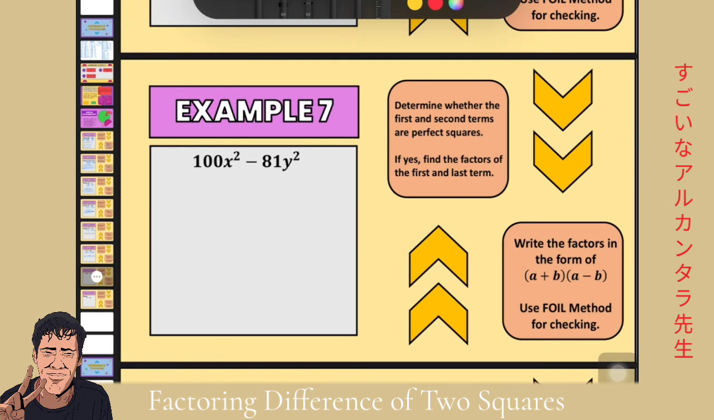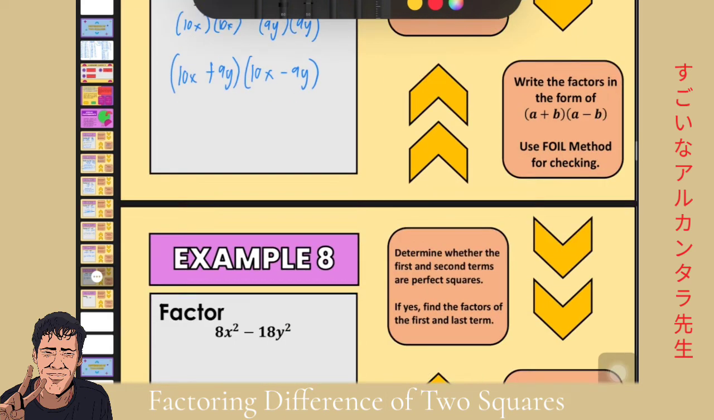This one is 100x squared, so basically 10 times 10, but for the x squared, that's x times x, so 10x, 10x. 81y squared, that's 9y times 9y, and that's it. You can have 10x plus 9y as your first binomial, and the second one is 10x minus 9y.